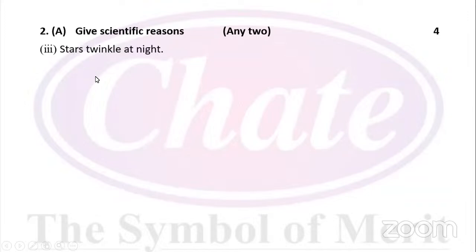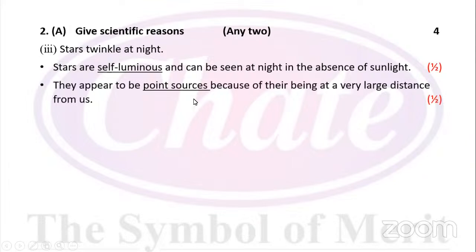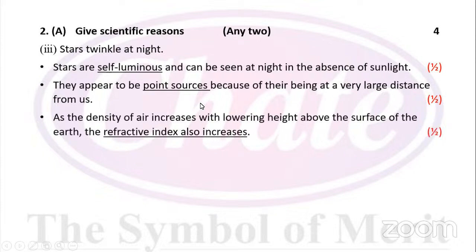Now, on to the next question: stars twinkle at night. So again, this question comes from chapter number 6, the small chapter. Now here we have to see the points. The stars are self-luminous and can be seen at night in the absence of sunlight. They appear to be a point source because of their being at a very large distance from us. Okay, so this is one of the important reasons. It is the point source. As the density of the air decreases with increasing height above the surface of the earth, the refractive index also increases.